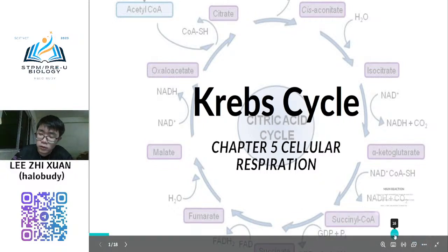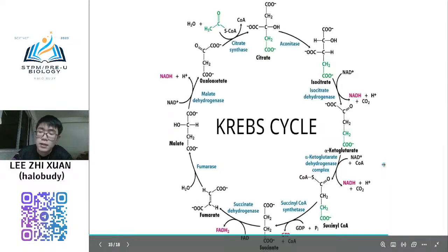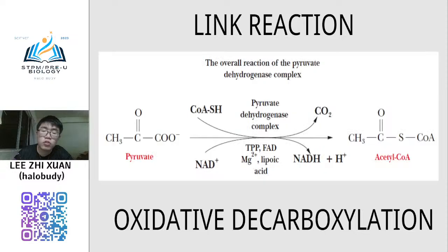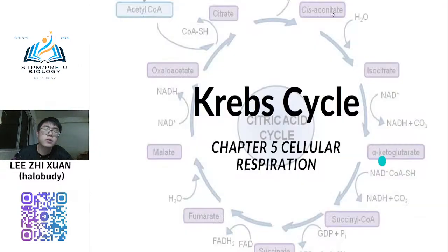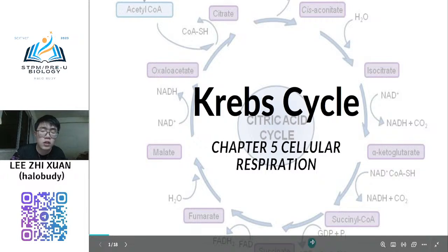If you still remember about the reaction, our aerobic respiration contains three main stages, right? Glycolysis, Krebs cycle, and also electron transport chain. Today we will explain the Krebs cycle and also the electron transport chain. These two are very long topics, and also totally new topics to you. You never learned them before in your SPM. So let's look at it.